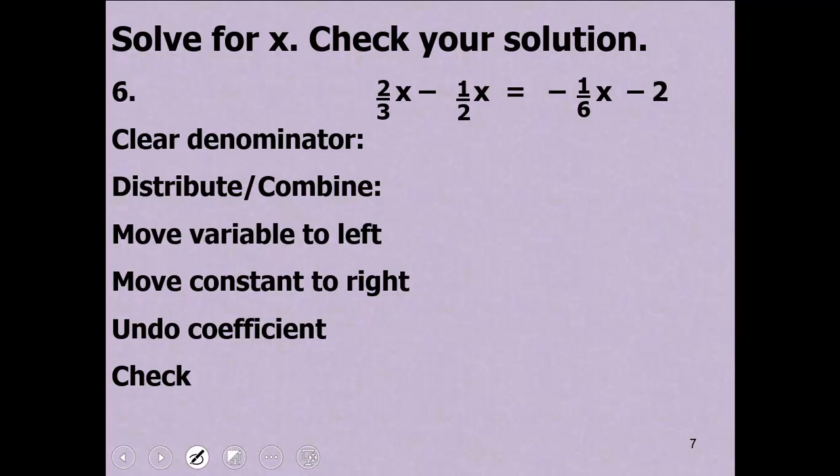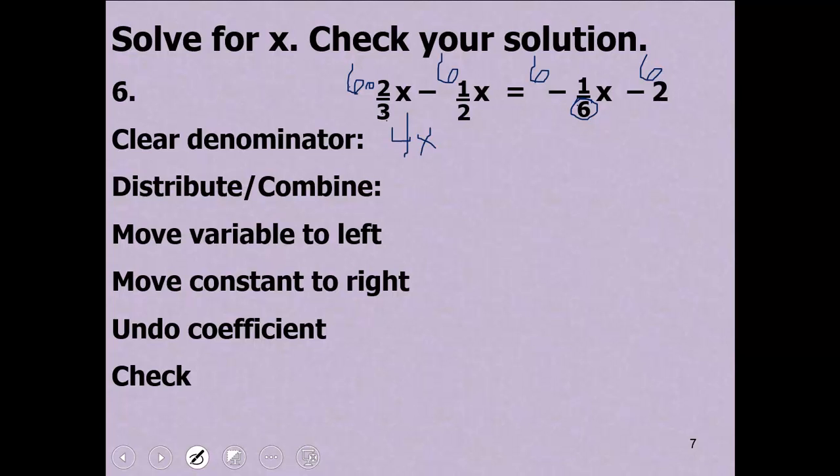Well, 2 goes evenly into 6. 3 goes evenly into 6. So 6 has to be my common denominator. I'm going to multiply everything by 6. And I mean everything. Every single term. Do not forget every single term. Kind of like what we have to do with distribution. All right? So 6 times 2 is 12. 12 divided by 3 is 4x.